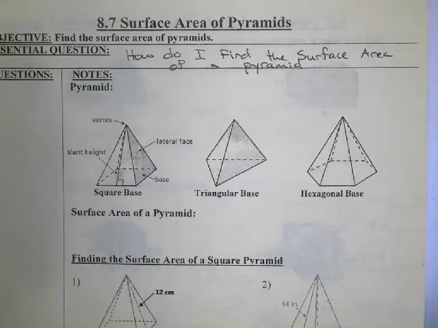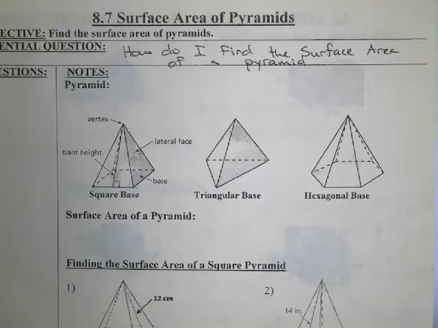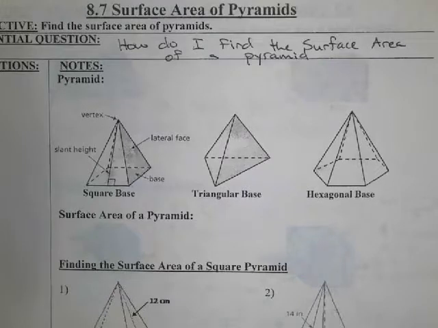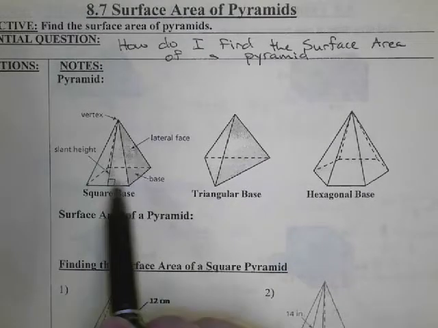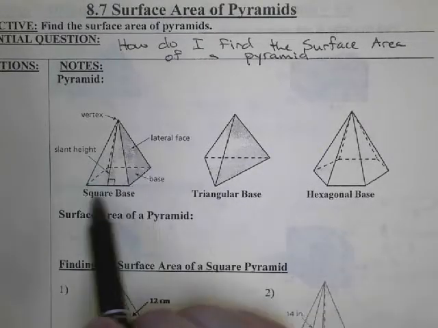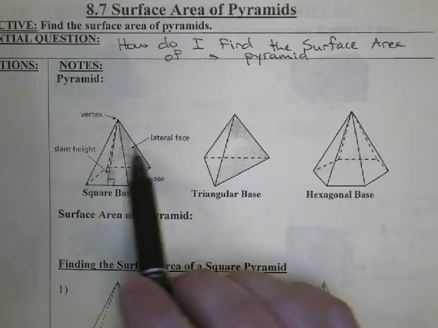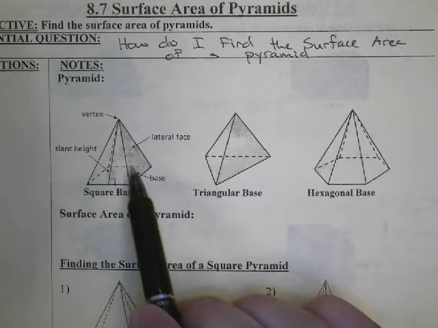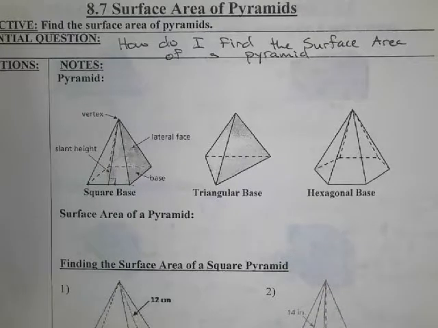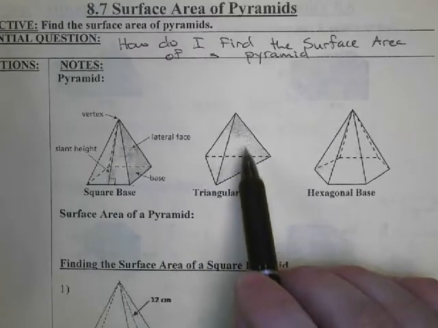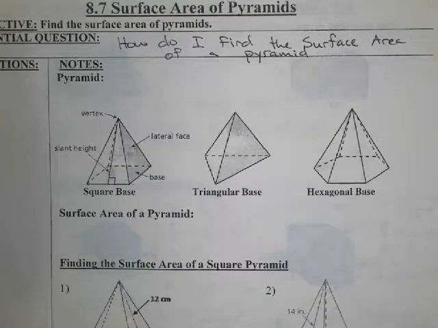And again, the surface area is just that idea of the area of all the surfaces, and then we add them together. So when we look at a square base, we'd find the area of the bottom shape. And then since there's four sides, we'd find the area of the four triangles, which all happen to be the same, and we add them all together. With a triangular base, we'd find the area of the base, then find the area of the three sides of the triangles, so the four triangles total, and we add them all together.